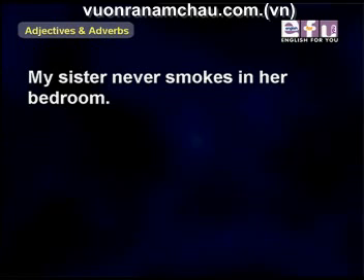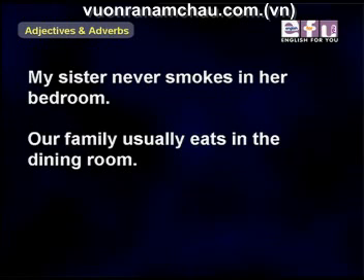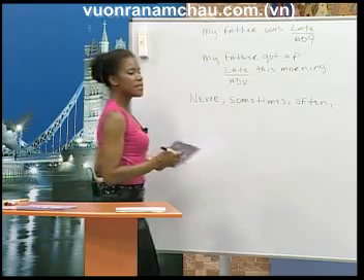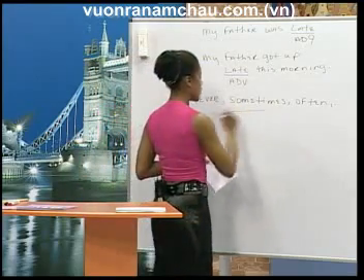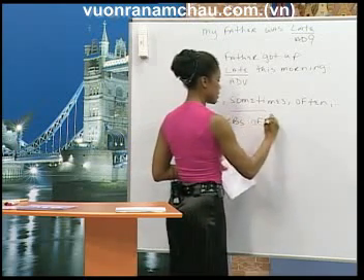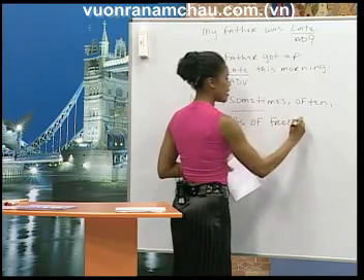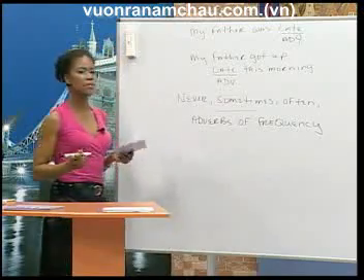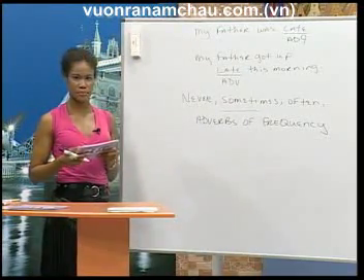My sister never smokes in her bedroom. Next, our family usually eats in the dining room. Next example. My grandfather rarely buys new furniture. All right, these adverbs are called adverbs of frequency. So they say how often we do something. And they come before the verb.